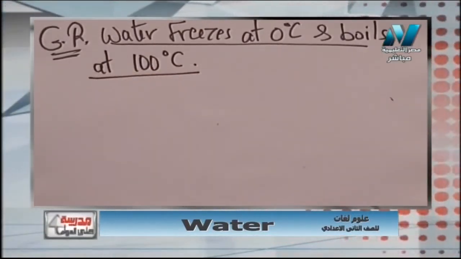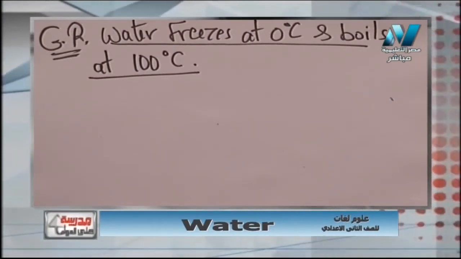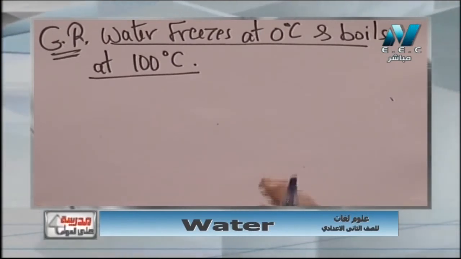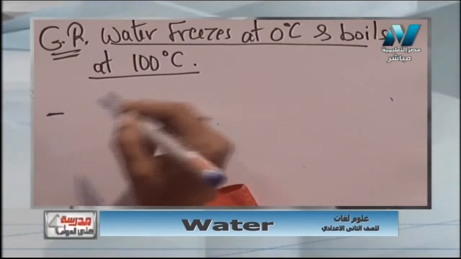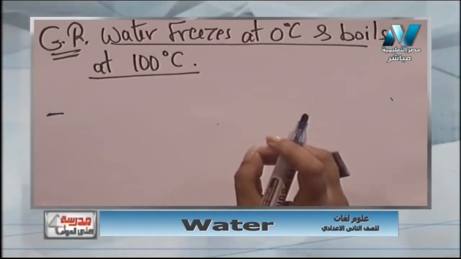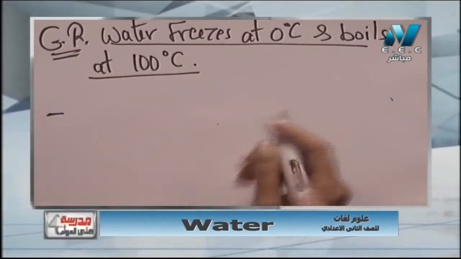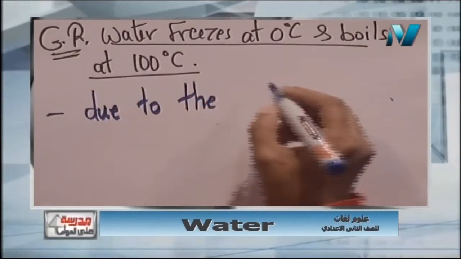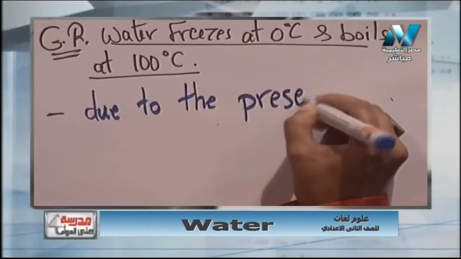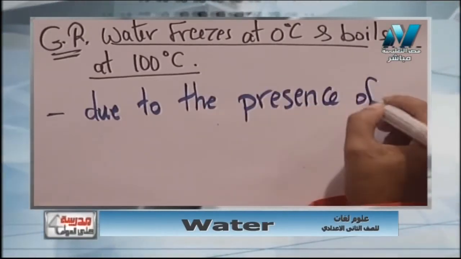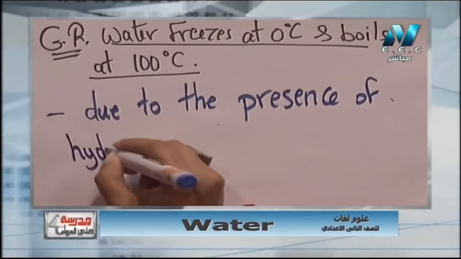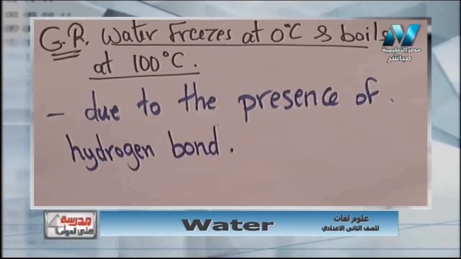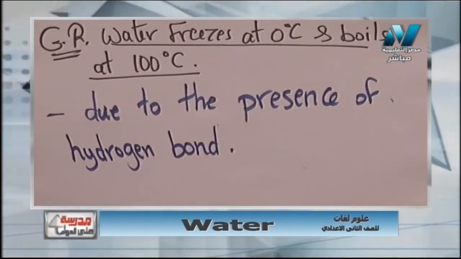Okay, we all know it. Why? If we compare oxygen and hydrogen by themselves, this is a high boiling point and freezing point. What is the structure that makes it freeze at 0 and boil at 100? Due to the presence of hydrogen bond. Okay, this is the answer of the question.